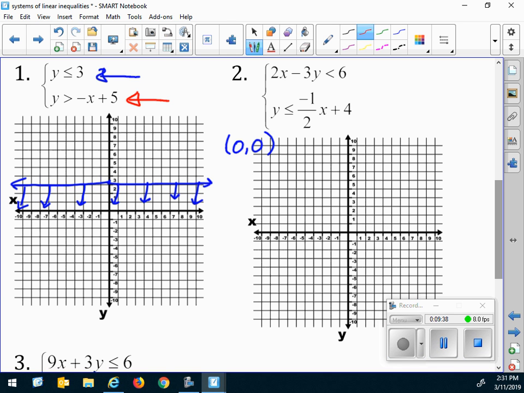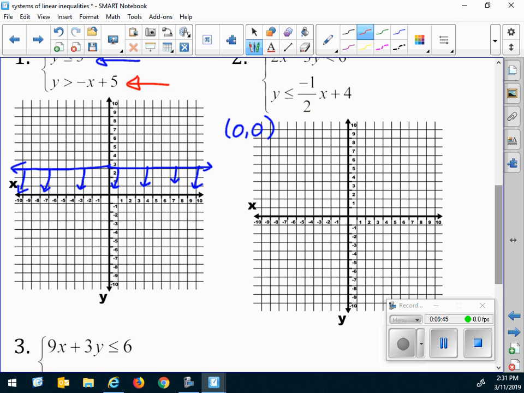Now let's look at this one. How do we graph that line? It is dashed. What's the y-intercept? 5. What's the slope? How do you slope negative 1? Down 1, right 1. If I go down and right, I'm going this way. Down one, right one, down one, right one. Go several points, okay?